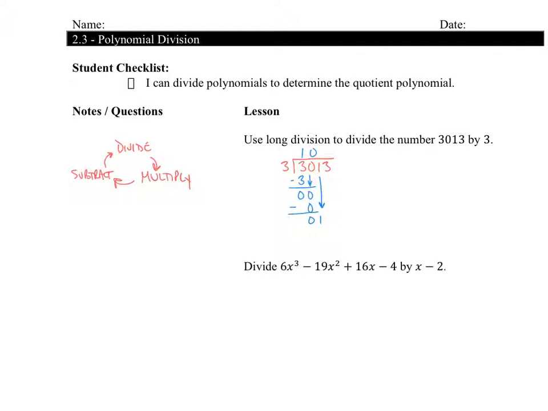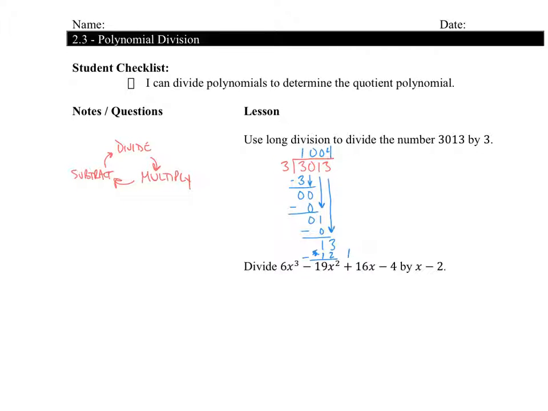And we're going to bring down our 1. 1 divided by 3. Again, 3 doesn't go into 1, so we're going to put 0. 3 times 0 is again 0, and we subtract, and this time 1 minus 0 is 1. And for the last time, we're going to bring down our final term. How many times does 3 go into 13? Goes into it 4 times, but not perfectly, because 4 times 3 is 12, which leaves us, when we subtract, with a remainder of 1.